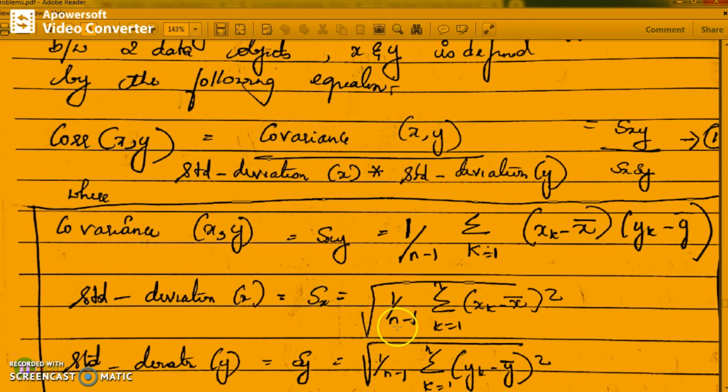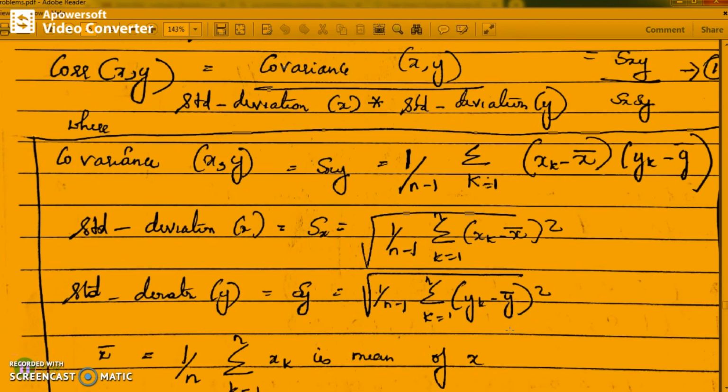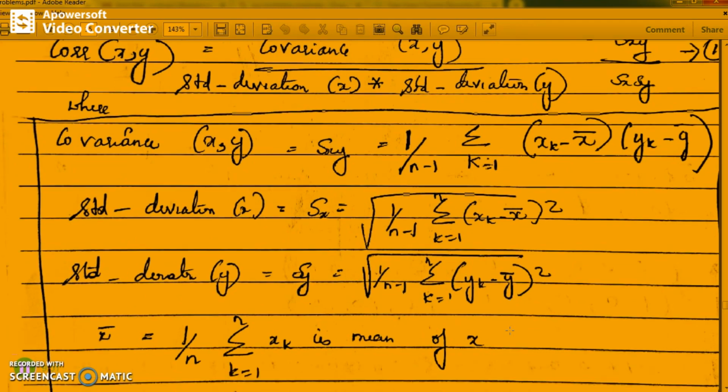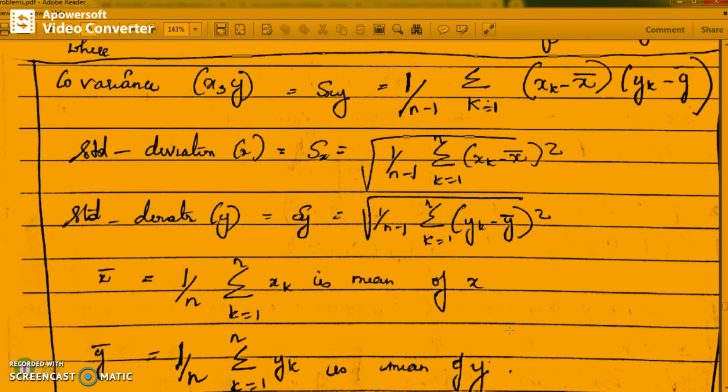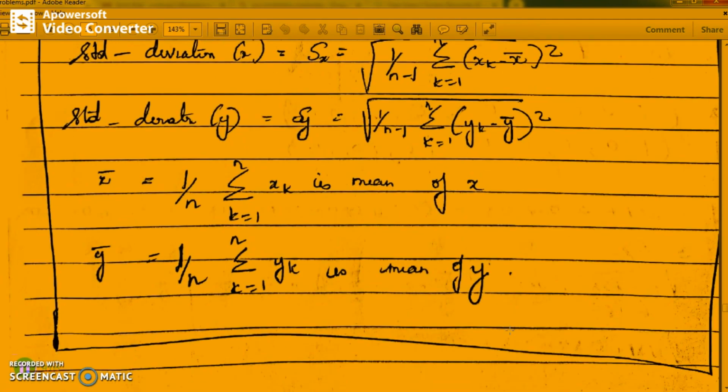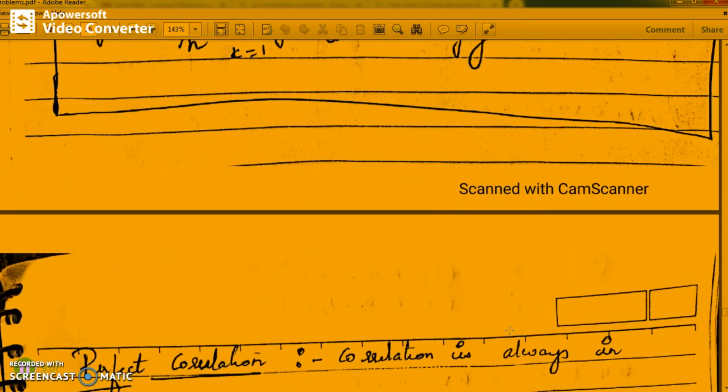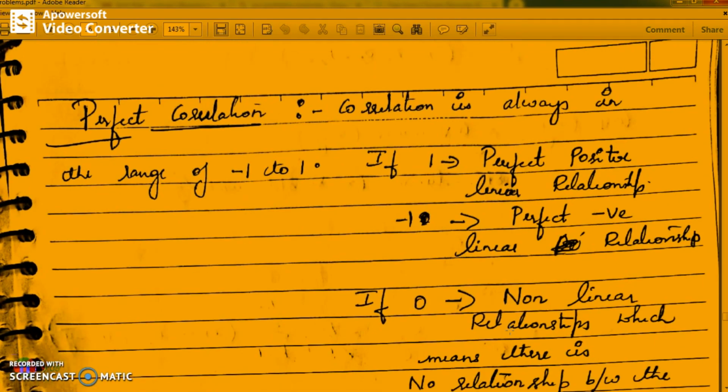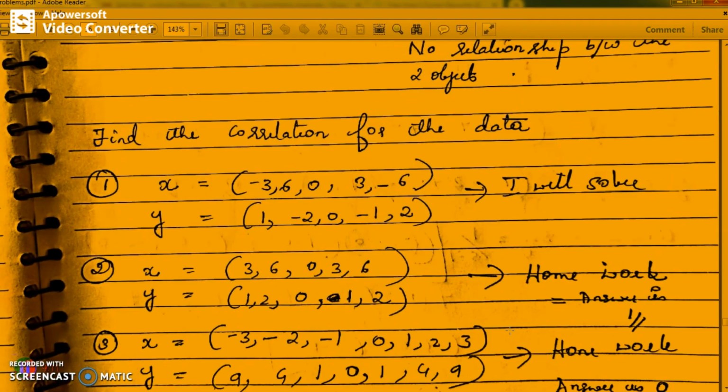Square root of 1 by n minus 1 into summation of xk minus x bar, this is the mean again, and again the whole square, right? Yes. So standard deviation of x and y you calculate, and finally whatever you calculate, you substitute in the above formula, right? Okay, now we'll just see the problems here.